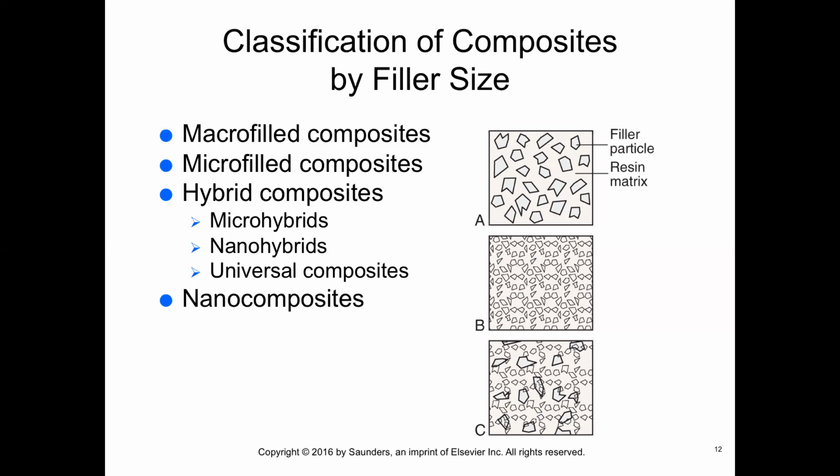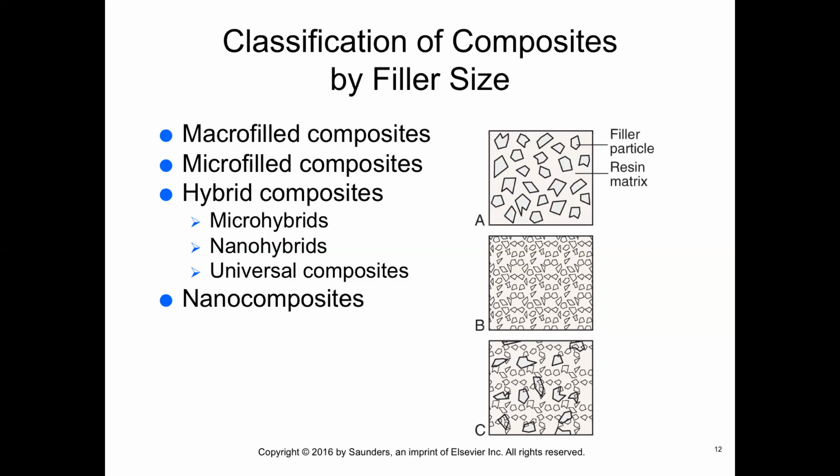Macro-filled composites are the first generation of composite resin material. They are conventional composites containing the largest of the filler particles. They provide greater strength but have a duller, rougher surface, and they absorb stains more easily. Because of their roughness and rapid wear, they're not used as much.